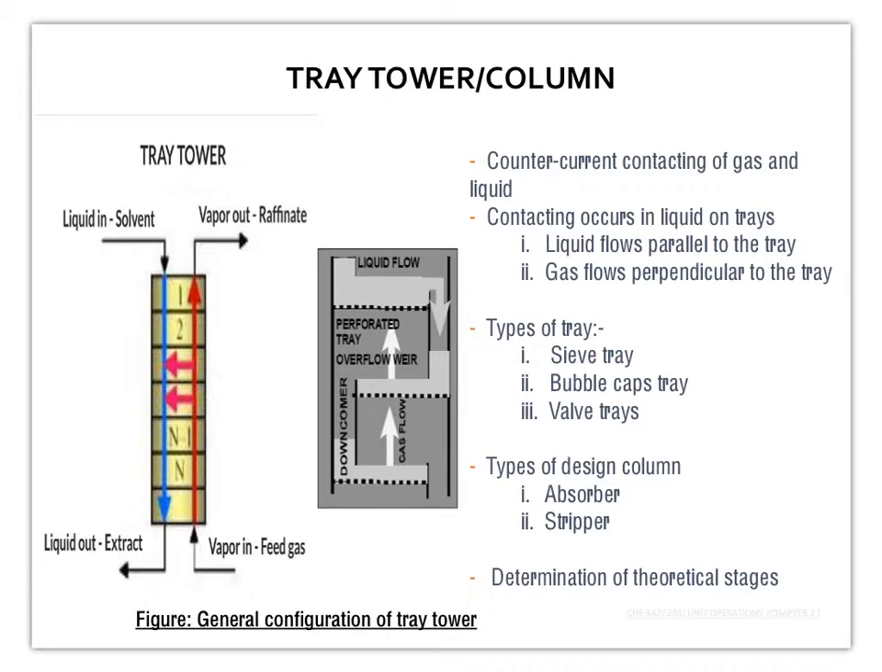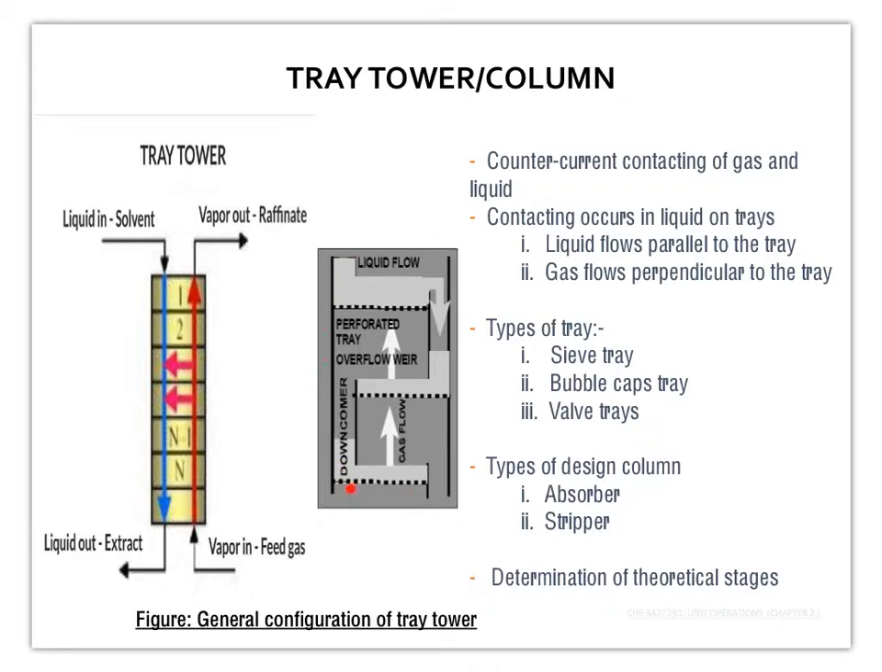Let's look at the tray tower diagram. As we can see here, we are dealing with the countercurrent contacting of gas and liquid. So our gas is fed at the bottom of the column and liquid is fed at the top of the column. This is the general configuration of the tray tower.